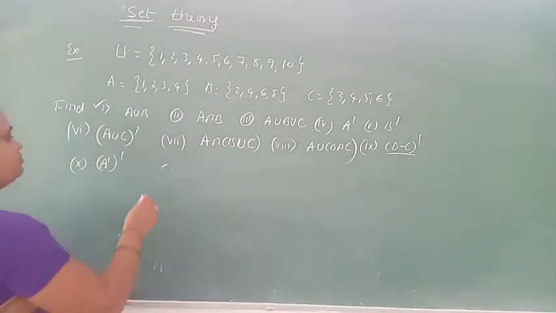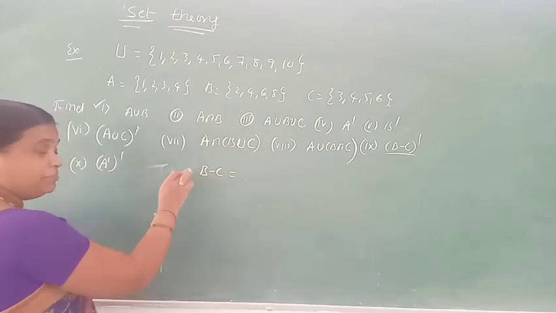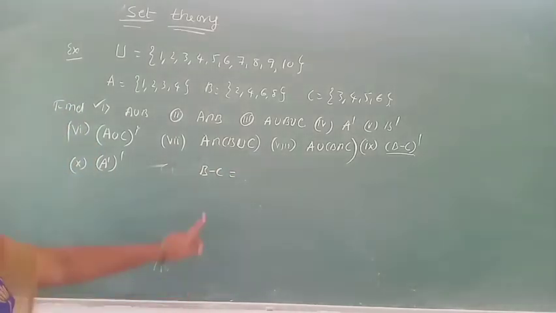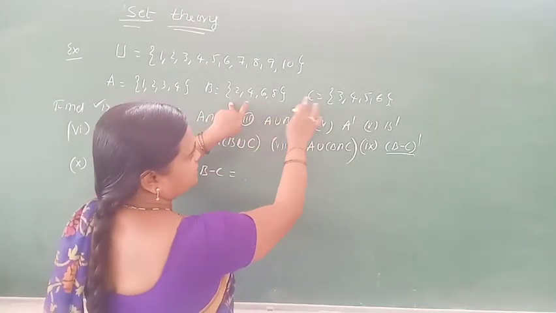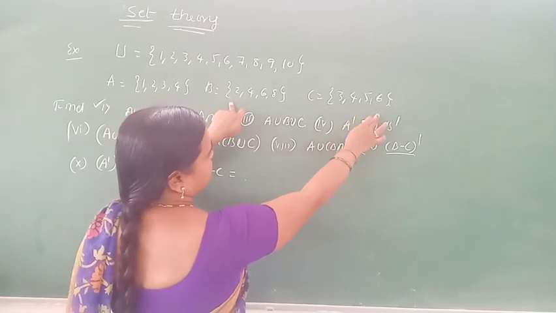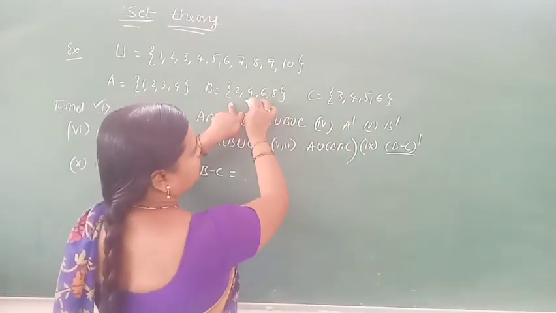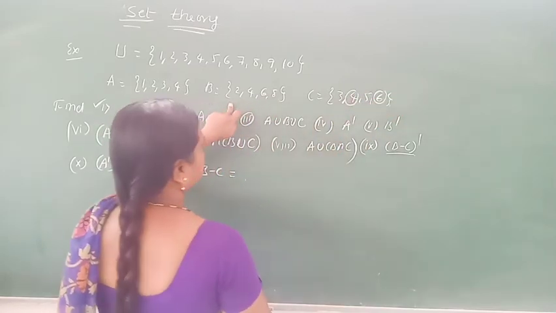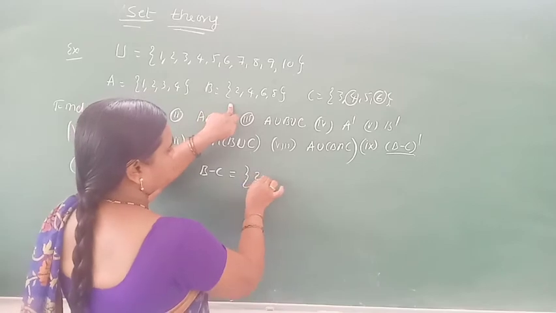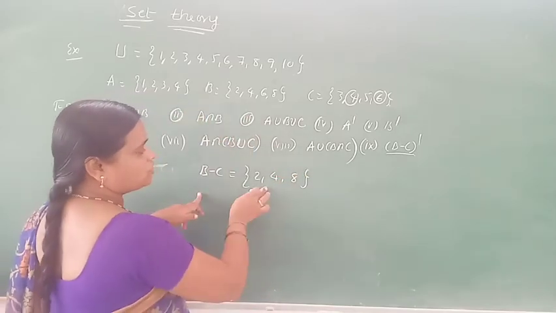Next, B minus C, correct. Element present in B but not in C. B ದಾಗ ಇರಬೇಕು but ಎಲ್ಲೋ ಇರಬಾರ್ದು, C ದಾಗ ಇರಬಾರ್ದು. ನೋಡಿ, B elements are what? 2, 4, 6, 8. C elements are 3, 4, 5, 6. See, which one we have to remove? 4. Correct. Next 6. Correct. Means we have to write 2, 4, 8. Element present in B but not in C.